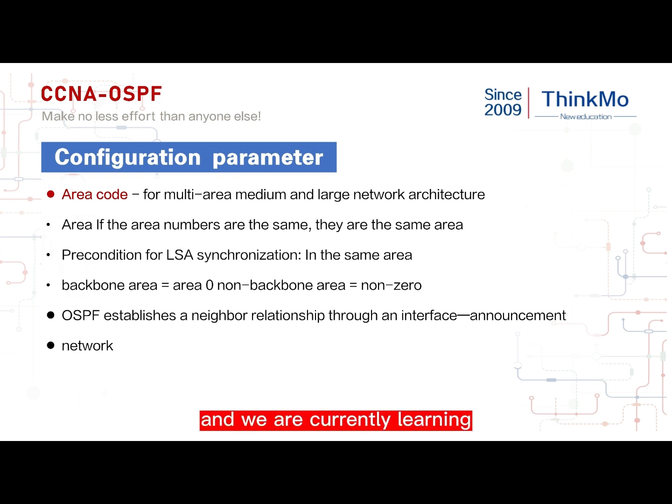And we are currently learning the backbone area. The backbone area is area 0. Then there are non-backbone areas, that is, any area other than area 0. You can also define your own. A non-backbone area is a non-area 0. This is the third parameter, the area code. Down to the last one, it cannot be said to be a parameter. It can only be said to be an action.